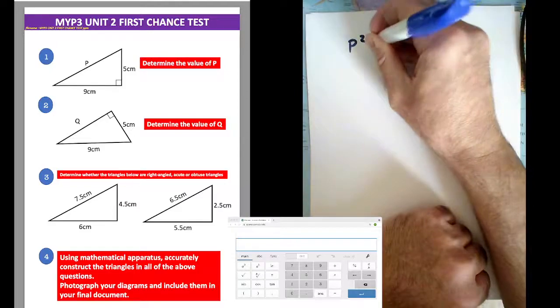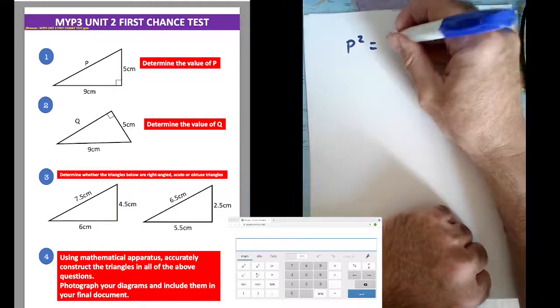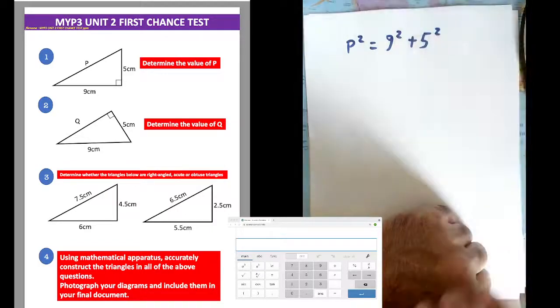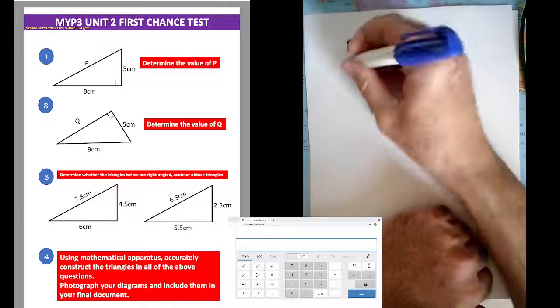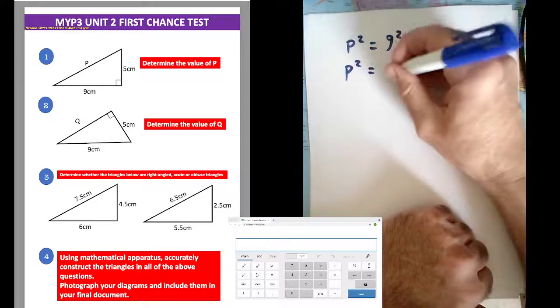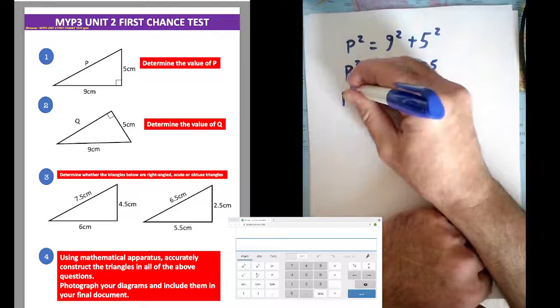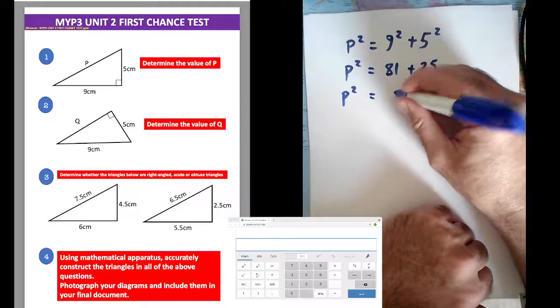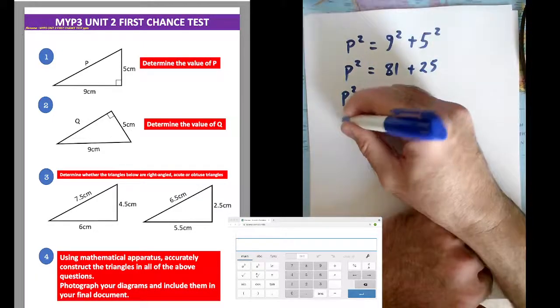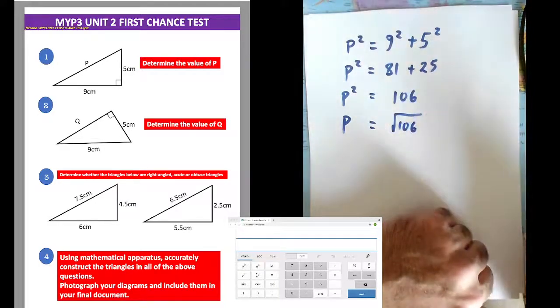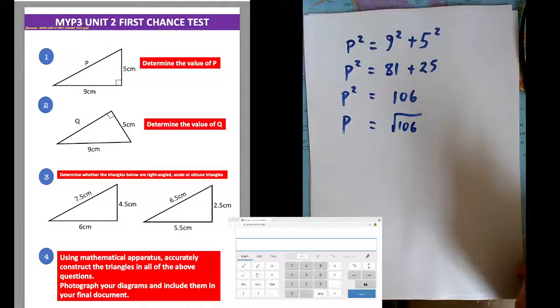So P squared equals the other 2 squared and then add it up. P squared equals 9 squared plus 5 squared. P squared equals 81 plus 25. P squared equals, so that's 106. And P is the square root of 106, which we can determine on the Desmos calculator if we like.